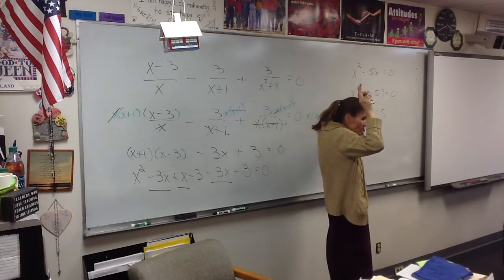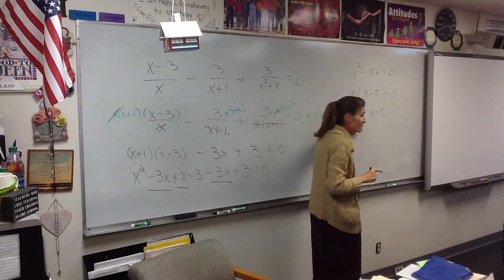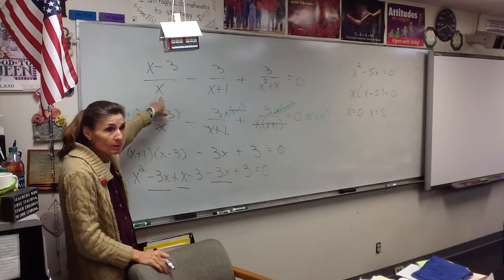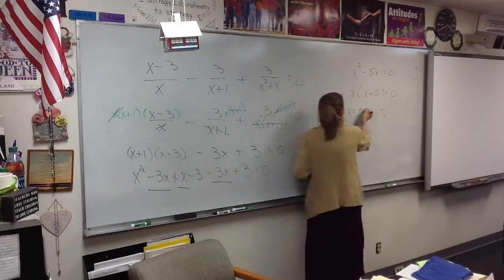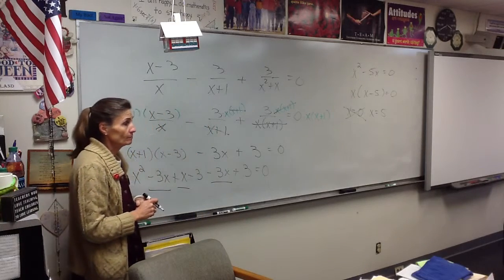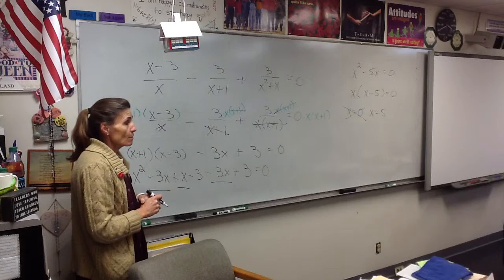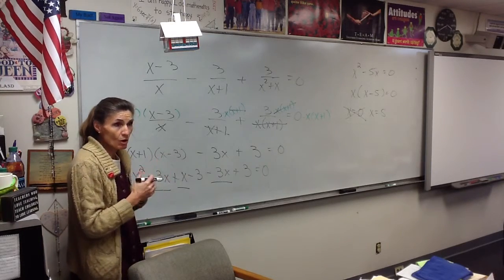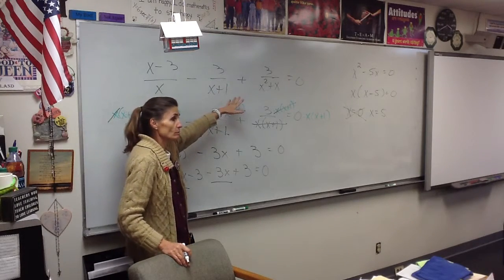There go my extraneous root antenna again. Because what happens if I put a 0 in my original problem? I get a 0 in the denominator. So the only answer to the problem is 5. Remember, whatever numbers you tell me the answers are cannot make the denominator 0.